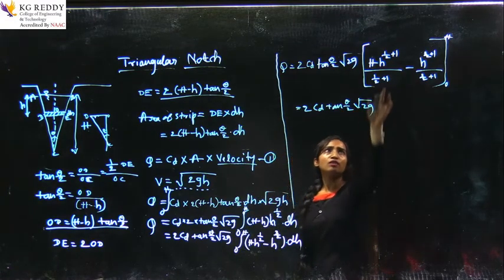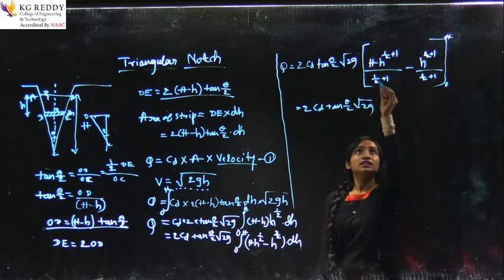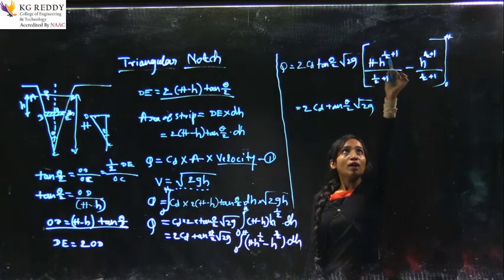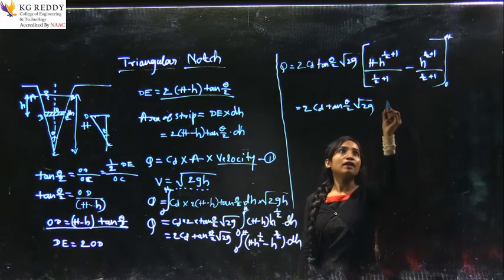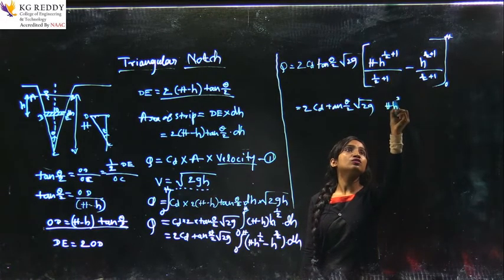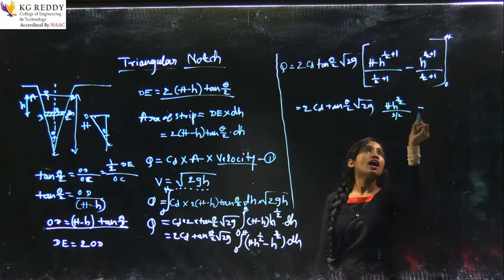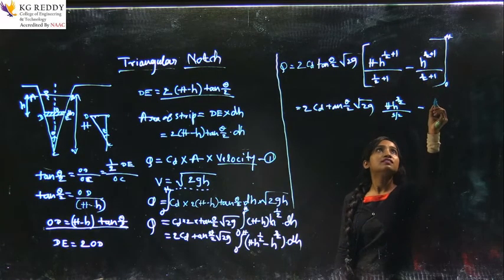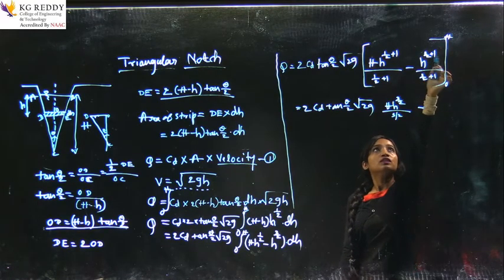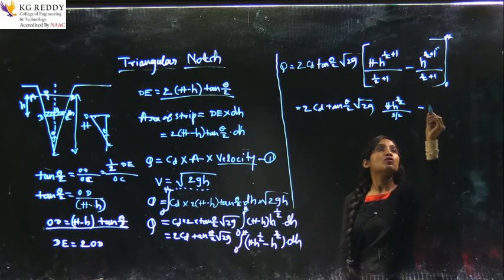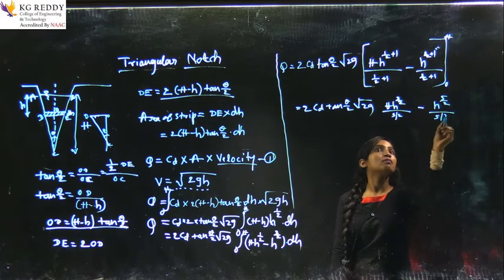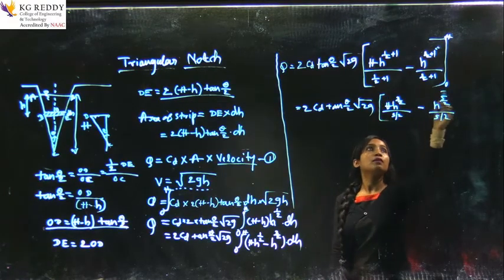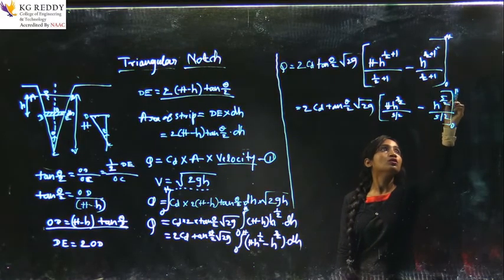So, what is the value of this now? 1 by 2 plus 1 is 3 by 2. So, H into h raised to 3 by 2, I am writing divided by 3 by 2. And 3 by 2 plus 1 is 5 by 2, so it will be h raised to 5 by 2 divided by 5 by 2. The limits I am keeping the same, 0 to H.